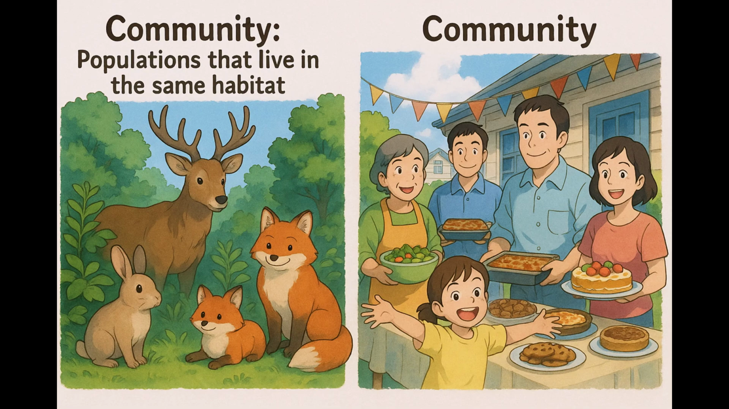roles and resources to the ecosystem. Each family is like a different species, and their dishes represent the diverse roles and contributions they make to the community, ensuring the party or ecosystem is vibrant and functional.